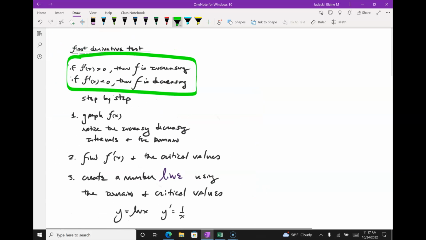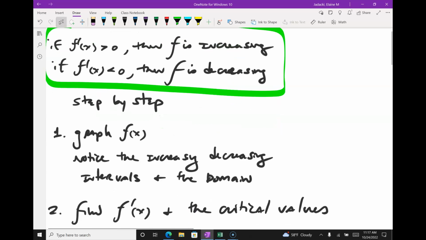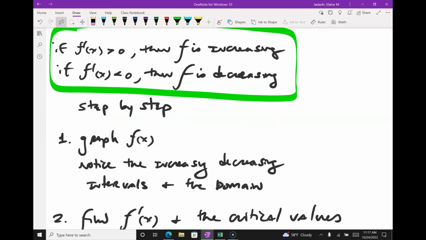Okay, so here we go. First derivative test, step by step. First thing I want you to do is graph f of x in Desmos, your calculator, whatever. And you want to notice our conclusion. Do you see any increasing or decreasing intervals? Do you see a local min or max? Because that's what you're looking for.